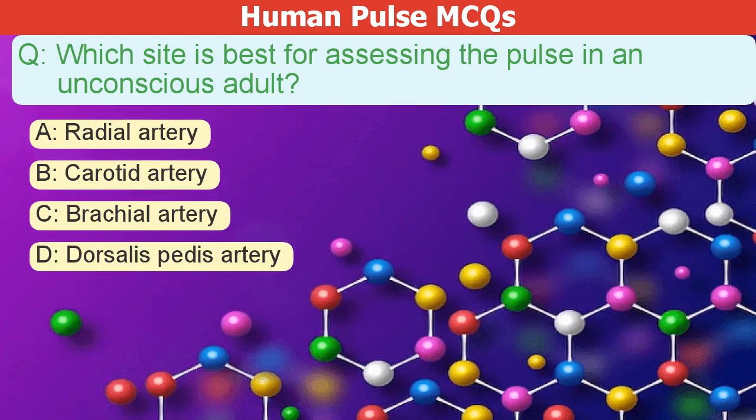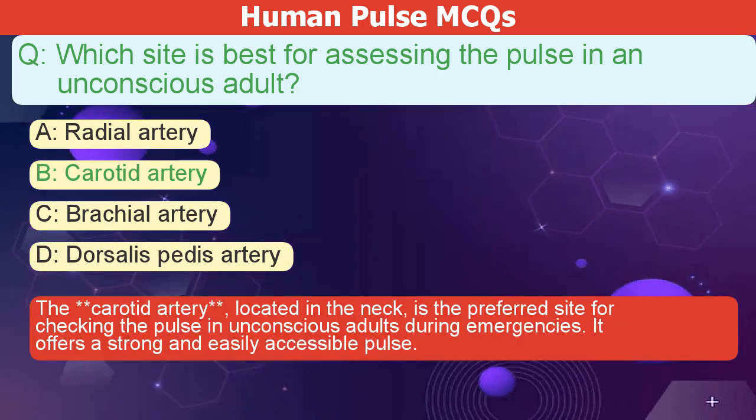Which site is best for assessing the pulse in an unconscious adult? A. Radial artery. B. Carotid artery. C. Brachial artery. D. Dorsalis pedis artery. The correct answer is B. The carotid artery, located in the neck, is the preferred site for checking the pulse in unconscious adults during emergencies. It offers a strong and easily accessible pulse.